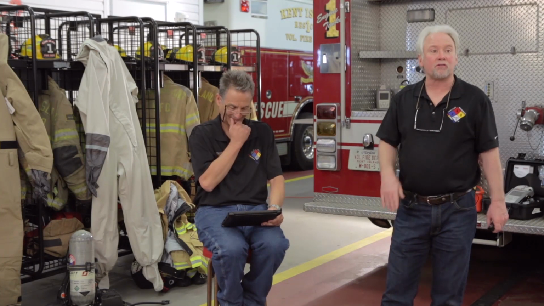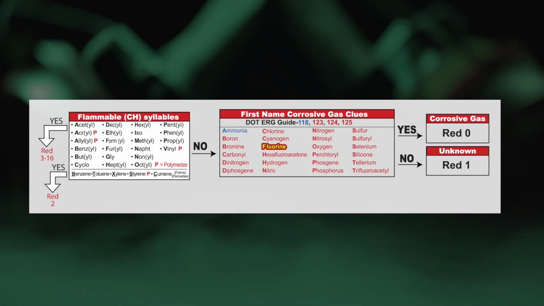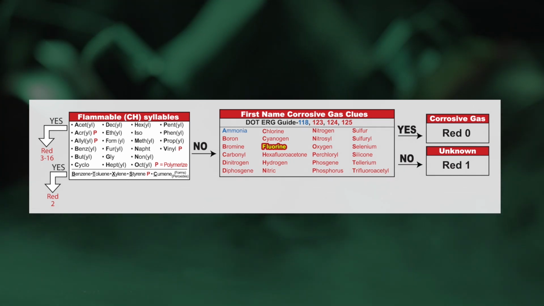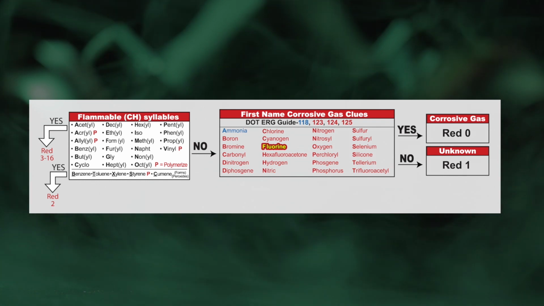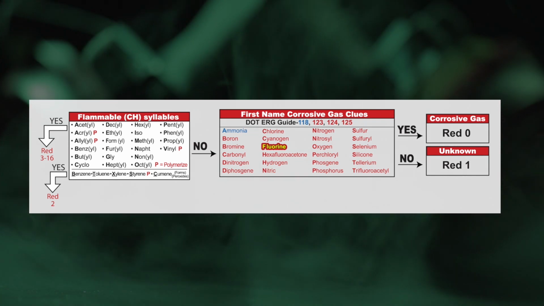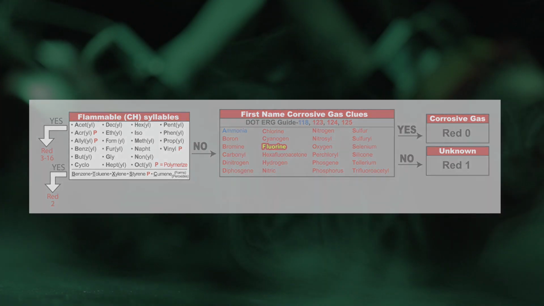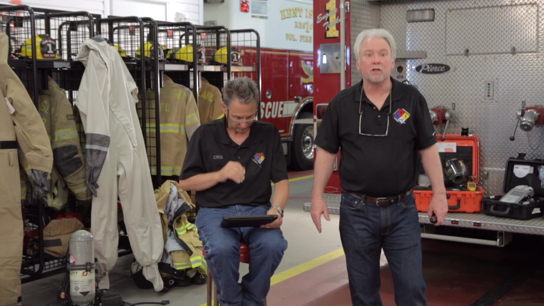And then if you go across the top again, when you look at the flammable clue and you get no, you go to the corrosive gas clue, that remains the same. But if you get a yes for the corrosive gas box, that takes you right to red 0. And if you get a no, it points exactly to red 1. And the red 0 on top says corrosive gas. And above red 1 says unknown. So it makes it much easier. Then if you look at the area where we had red lights before, you'll notice we added a whole new line of yellow lights.